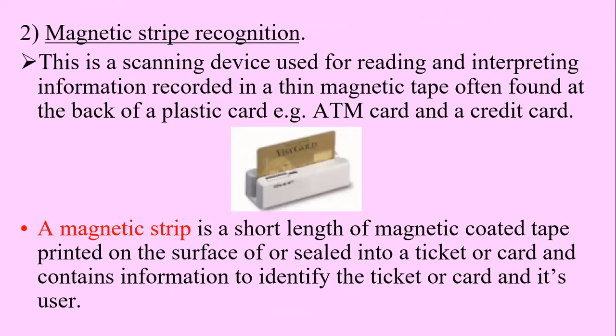Number two, we have magnetic stripe recognition. This is a scanning device used for reading and interpreting information recorded in a thin magnetic tape, often found at the back of a plastic card, for example, an ATM card and a credit card. A magnetic strip is a short length of magnetic tape that is printed on the surface of or sealed into a ticket or card, and it contains information to identify the ticket or card and its user.